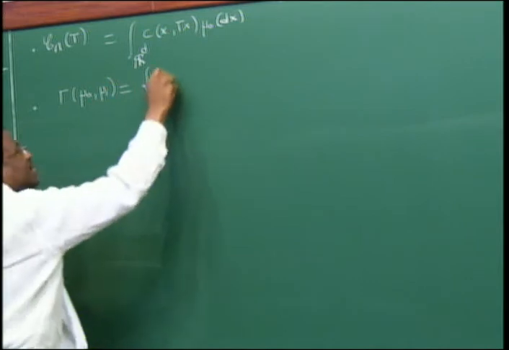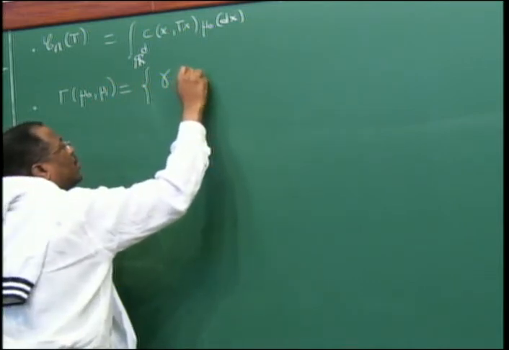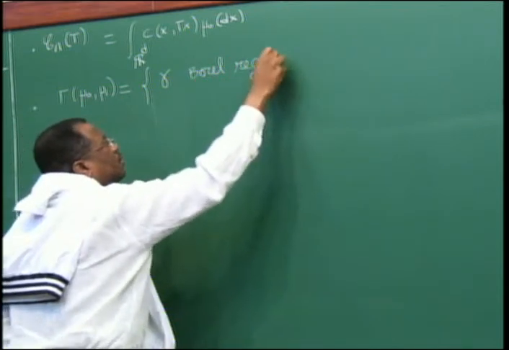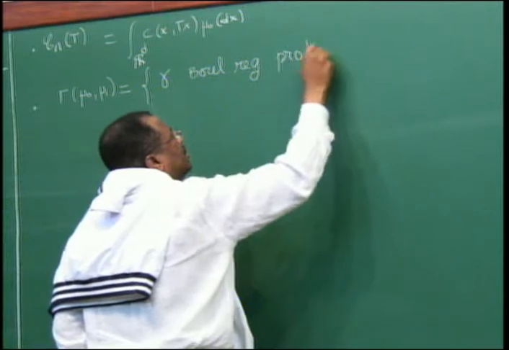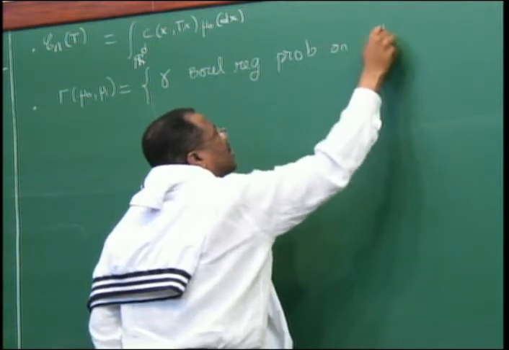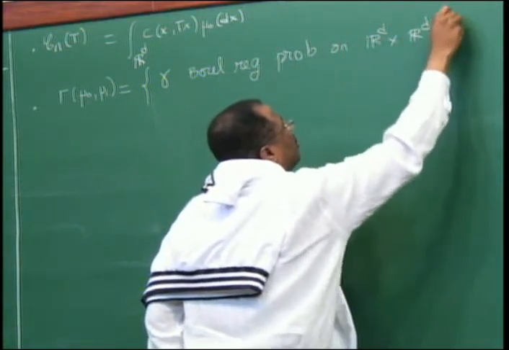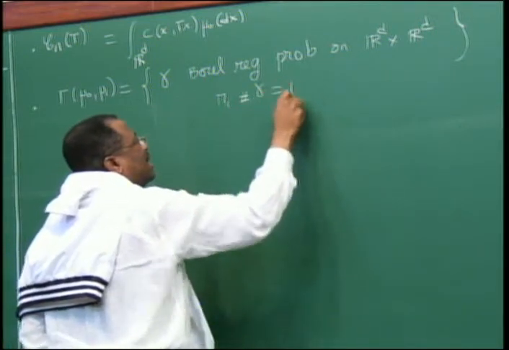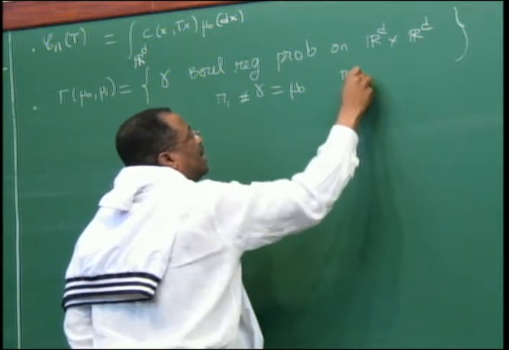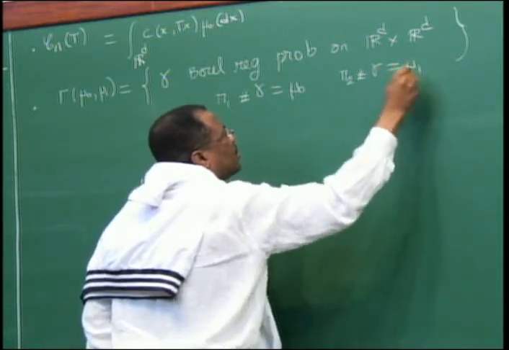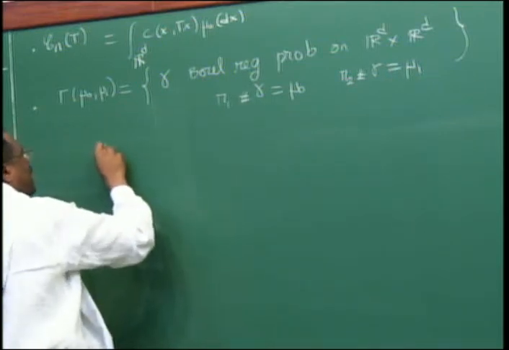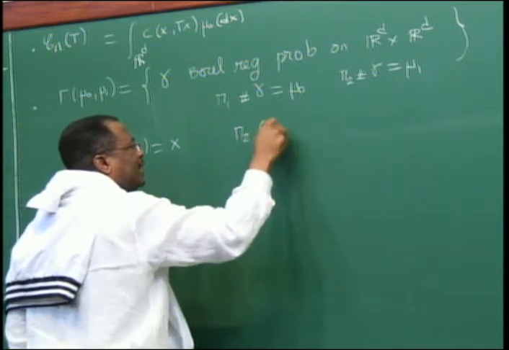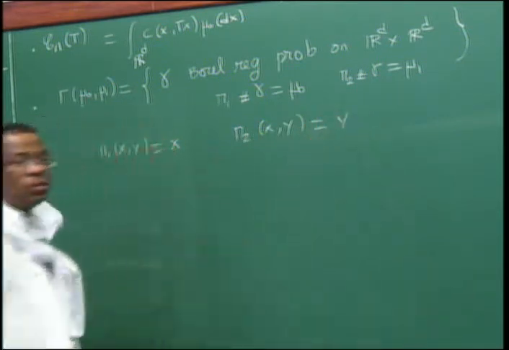is the set of gamma, Borel regular probability measures on RD cross RD, such that the first marginal of gamma is mu naught, the second marginal of gamma is mu 1, where pi 1 of (x,y) is x, pi 2 of (x,y) is y.